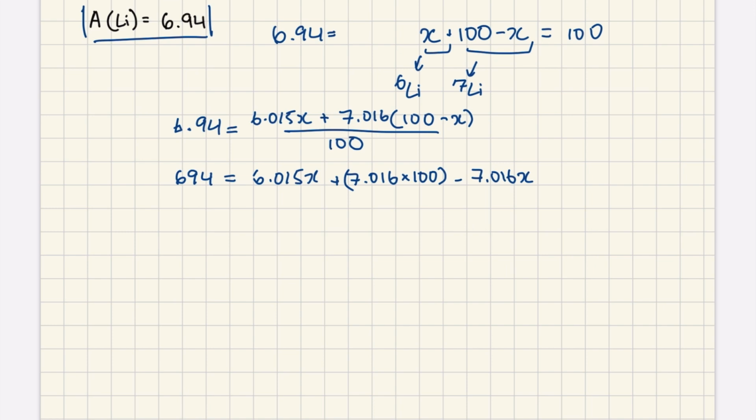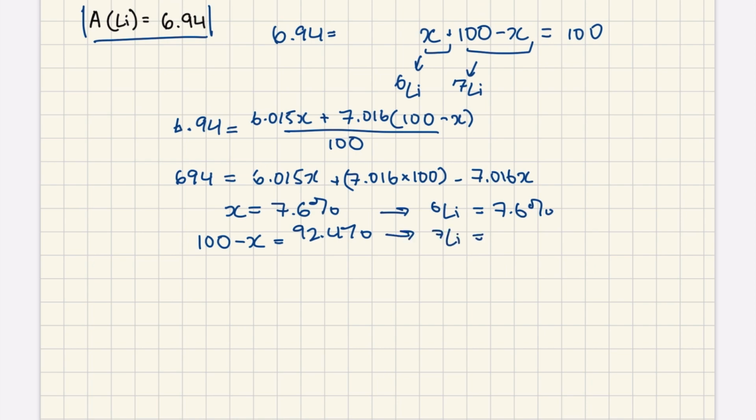And so now you can simply rearrange, and you're going to get negative values, but at the end of the day you can solve it. This is a simple algebraic equation, so you'll be able to solve that. Your x should equal 7.6%, and then in that case 100 minus x is going to be 92.4%. So your abundance of lithium 6 is going to be 7.6%, and your abundance of lithium 7 is going to be 92.4%. So hopefully that helps, and thank you for watching.